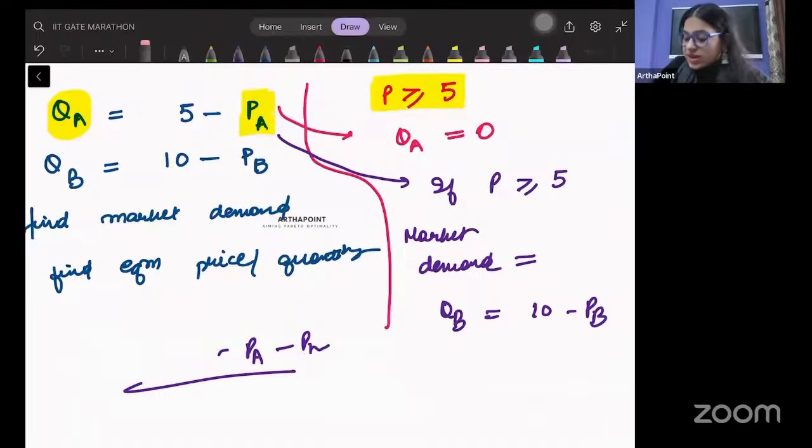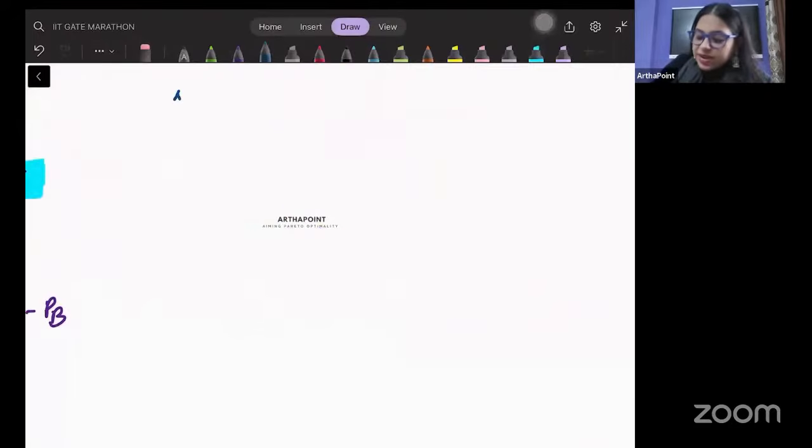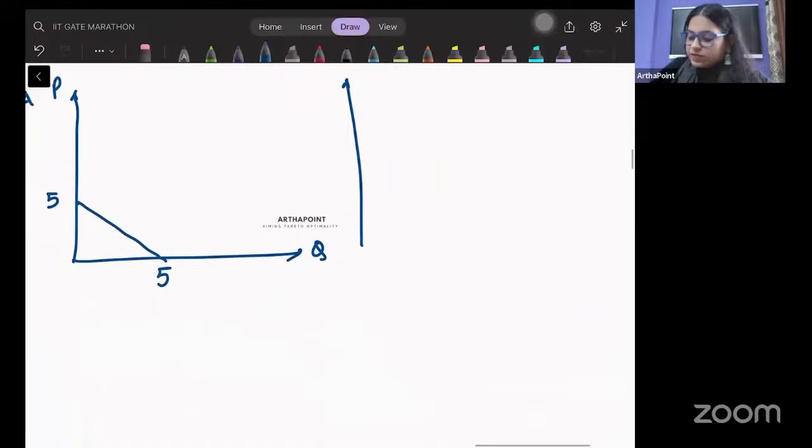We need to see what is going to happen to the demand post 5. And if the price is greater than 5, then my market demand is only going to be the demand of individual B. And this has been asked multiple times in DSC. In earlier days, this was a very common question in DSC. So we need to remember that when I am plotting this for individual A, this is going to be 5 here and 5 here. This will be price, this will be quantity. When I am plotting for individual B, this is going to be 10 here and 10 here.